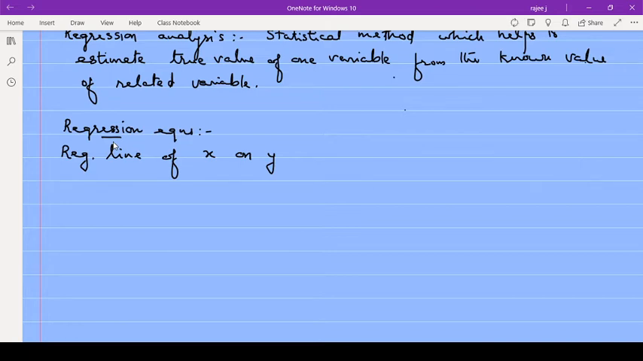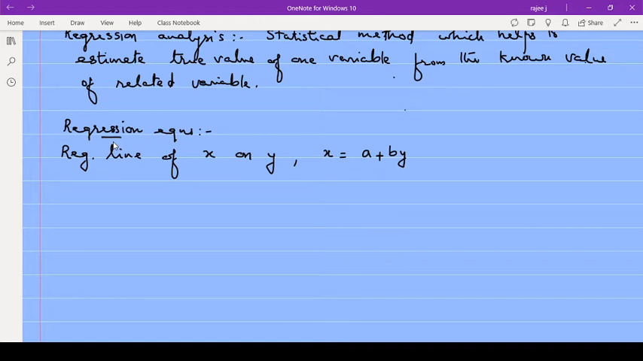In some books you can see capital letters, in some books small letters, whatever you use, it is the equation of a straight line. So x is equal to a plus by. It's very easy to remember the regression line of x on y. You will have x is equal to a plus by. So this is x on y.